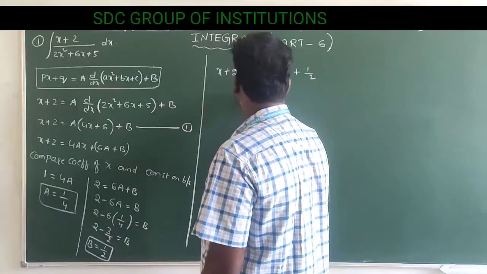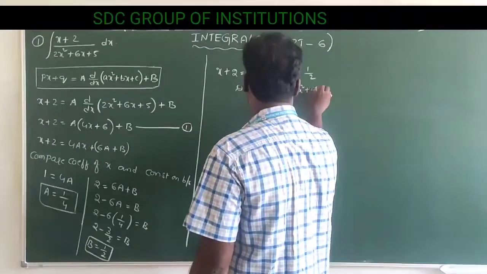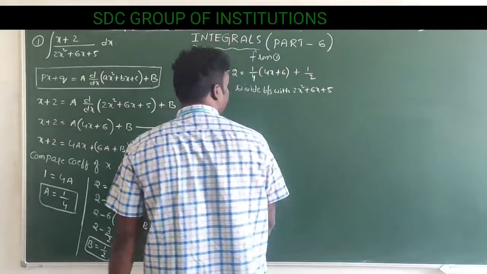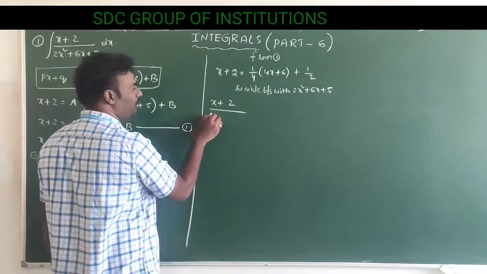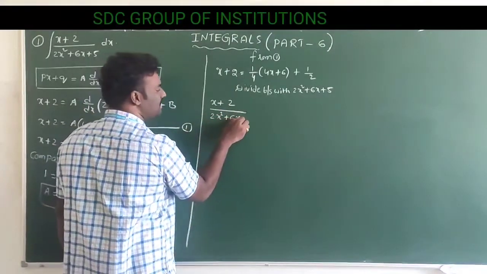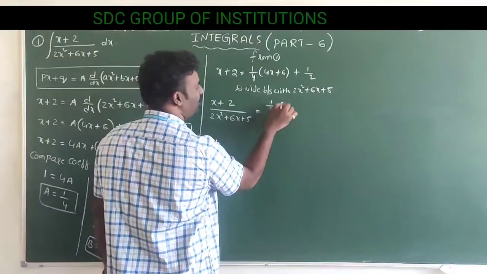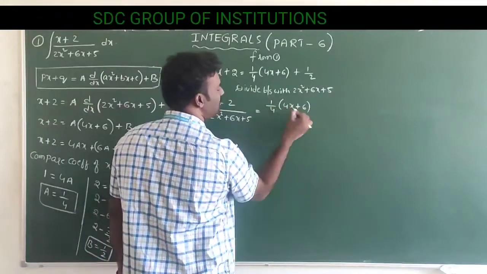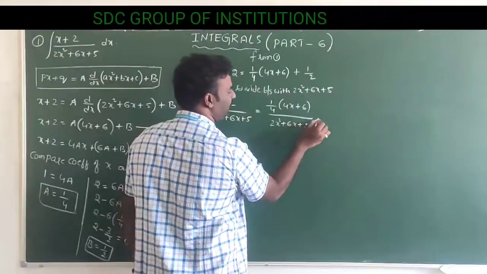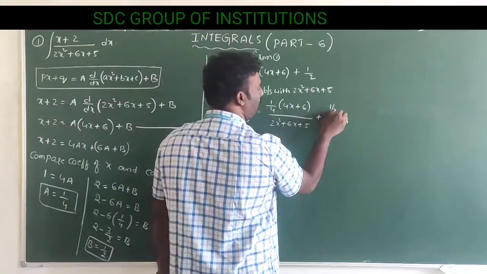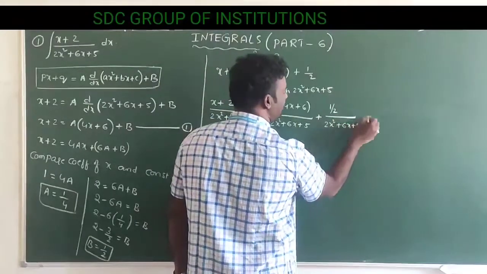Divide both sides with 2x² + 6x + 5. Okay, now divide the left side: (x + 2) / (2x² + 6x + 5). Similarly, the right side: 1/4 into (4x + 6) / (2x² + 6x + 5) plus (1/2) / (2x² + 6x + 5).